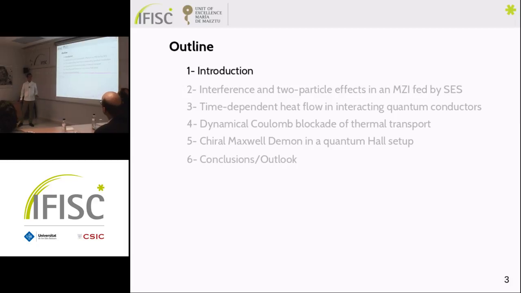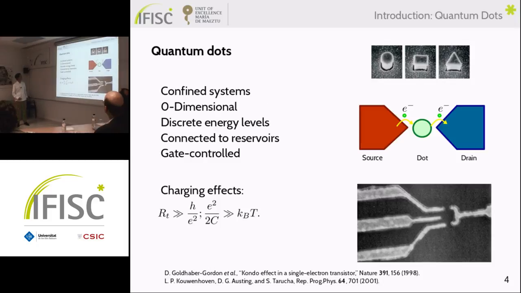Here we will talk about the systems and effects that are most important to this thesis. And first of all, the most important system are quantum dots, because they appear throughout all the thesis. They appear in all the chapters of the thesis. And quantum dots are confined systems where you trap the motion of electrons in all three dimensions. So they become zero-dimensional systems. And thanks to this trapping, electrons in these systems have discrete energy levels. That's why many people call them artificial atoms.